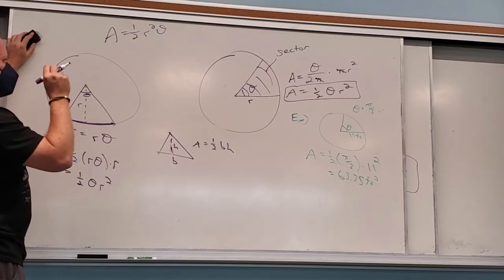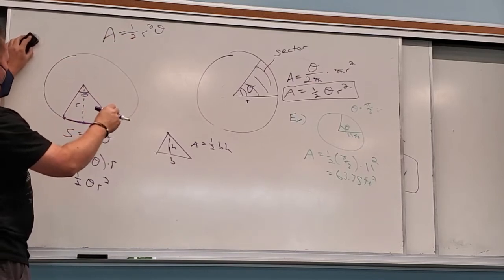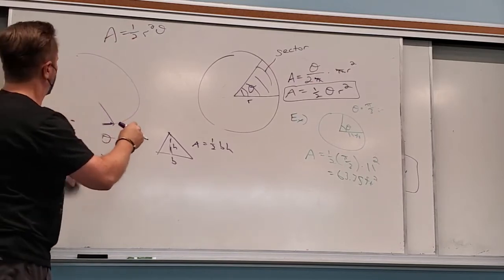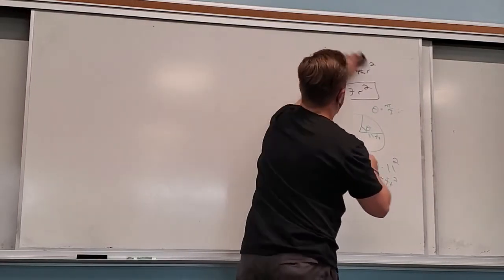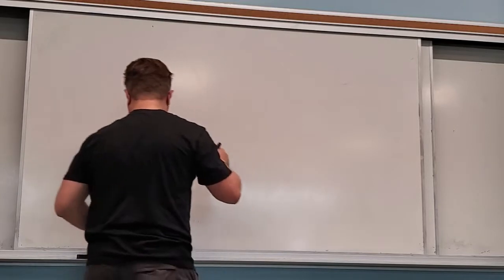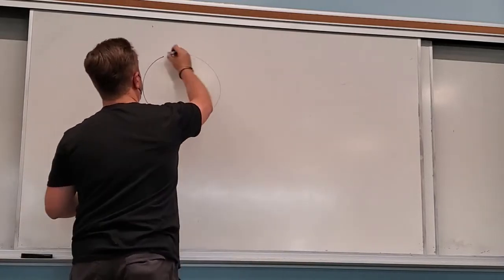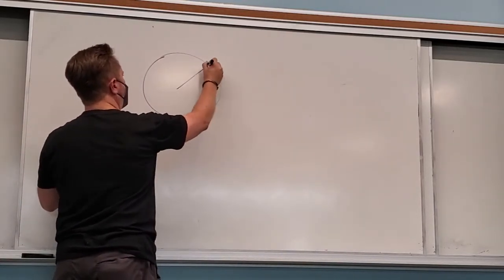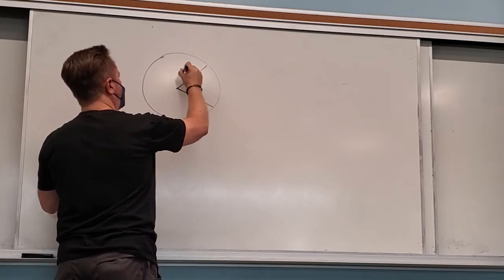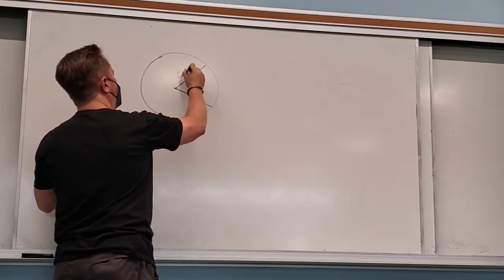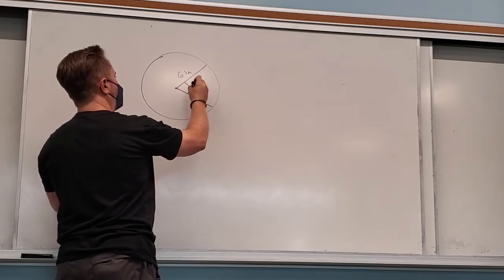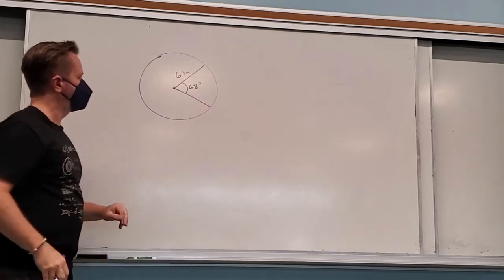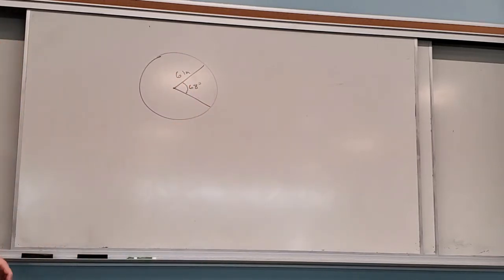So let me give you an example of a problem. Let's see if you can identify what's wrong with this. I want you to find the area of the sector of a circle with a radius of 6 inches, and the angle is, what do you got, Jeff? 68 degrees. It's not drawn to scale.